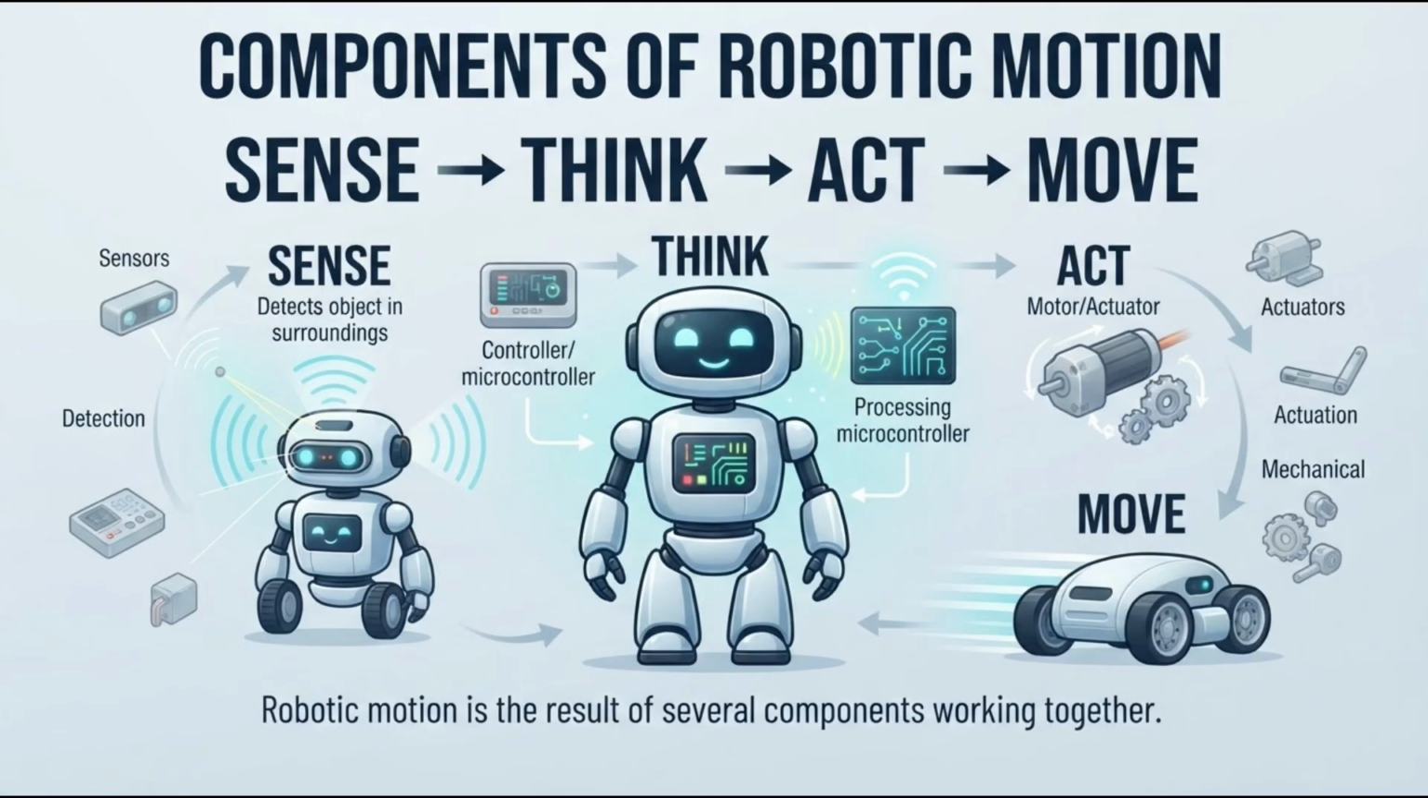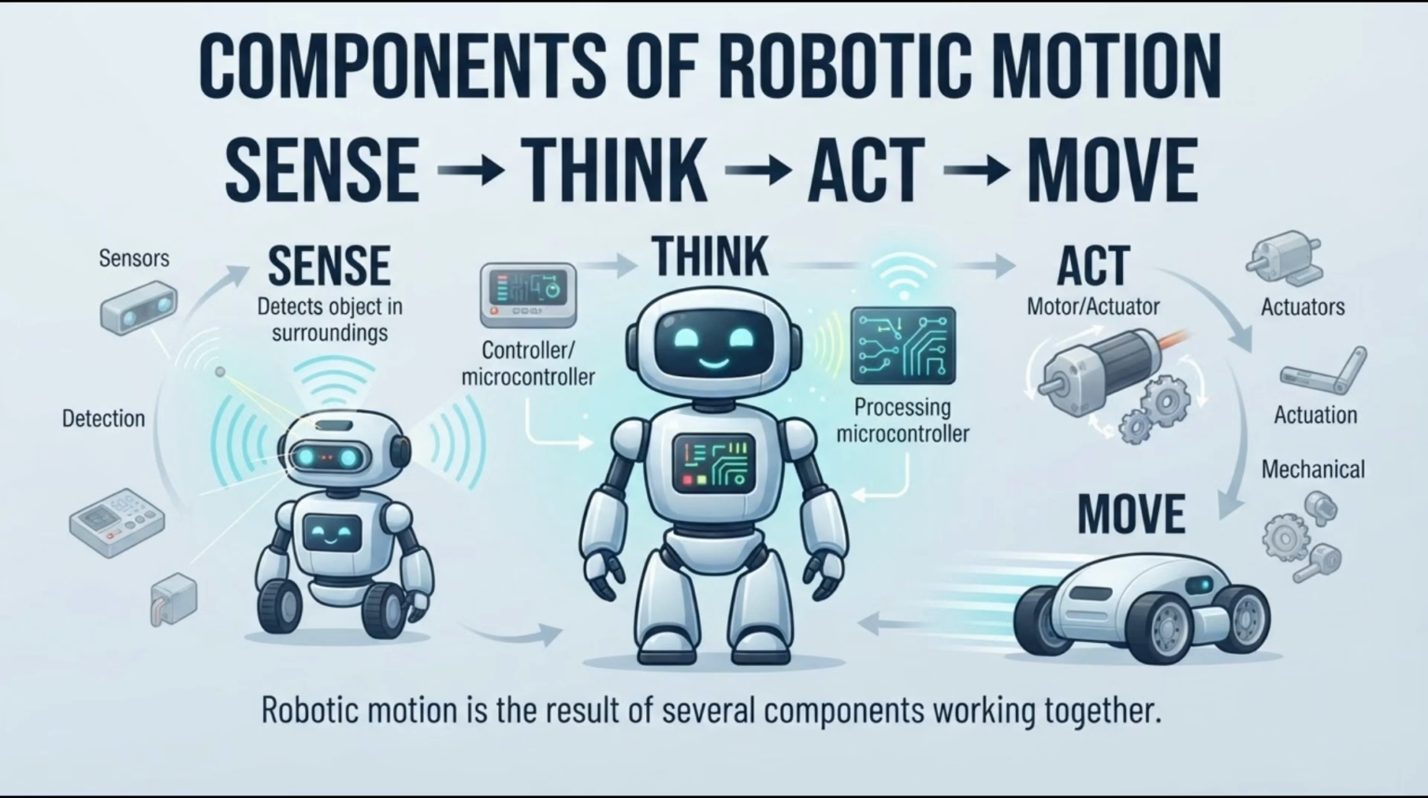Components of robotic motion. Robotic motion does not happen because of only one component. It is the result of several components working as a system. Here is a simple way to remember the process. Sense, think, act, move. The robot senses its environment. The controller thinks or processes the information. The actuators act by producing physical movement, and the mechanical parts help create the actual movement.